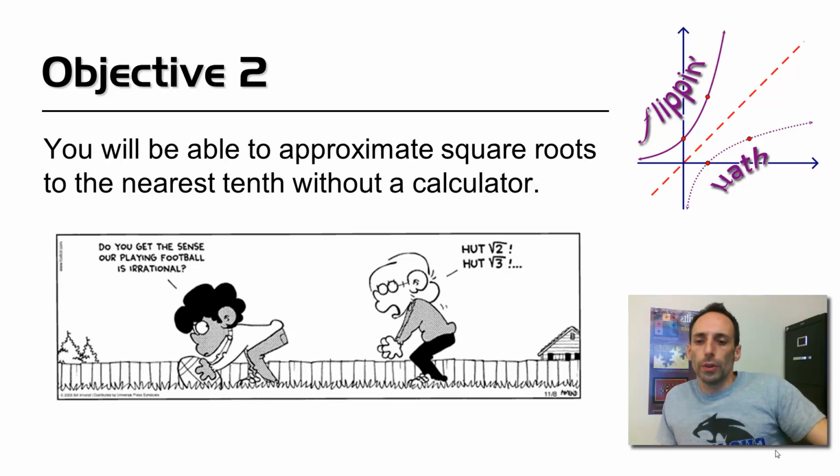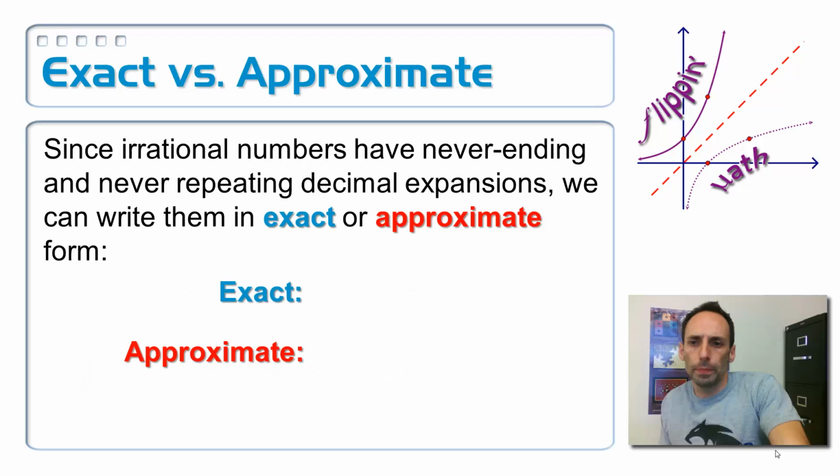Here's a Foxtrot cartoon, and in it, he's going, do you get the sense that playing football is irrational? And the response is, hut square root 2, hut square root 3. Very nerdy, very nerdy.